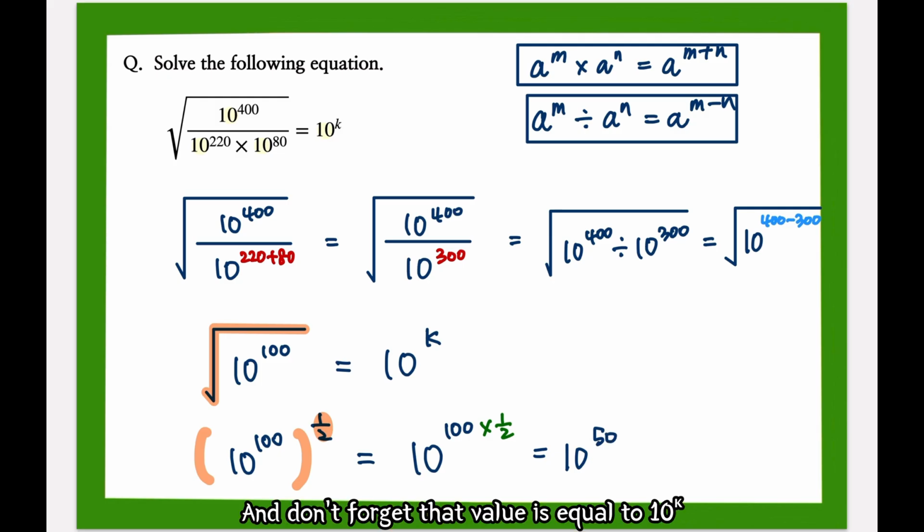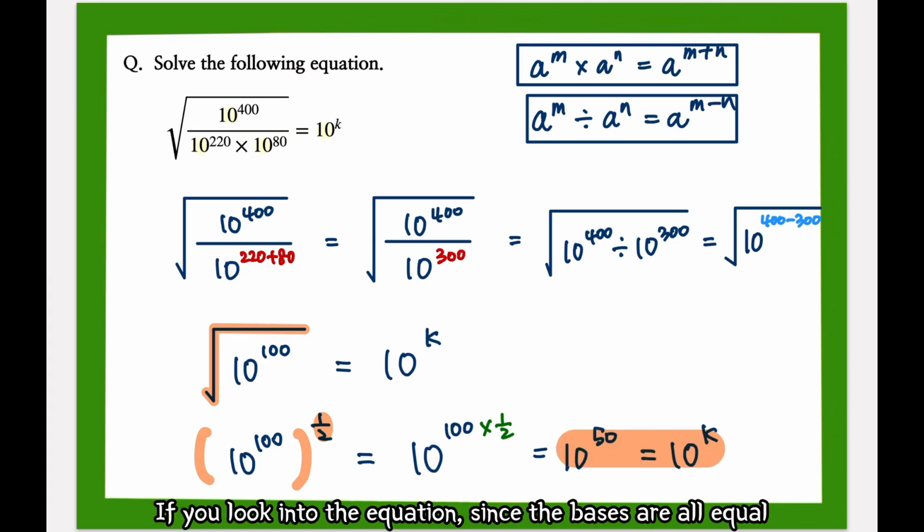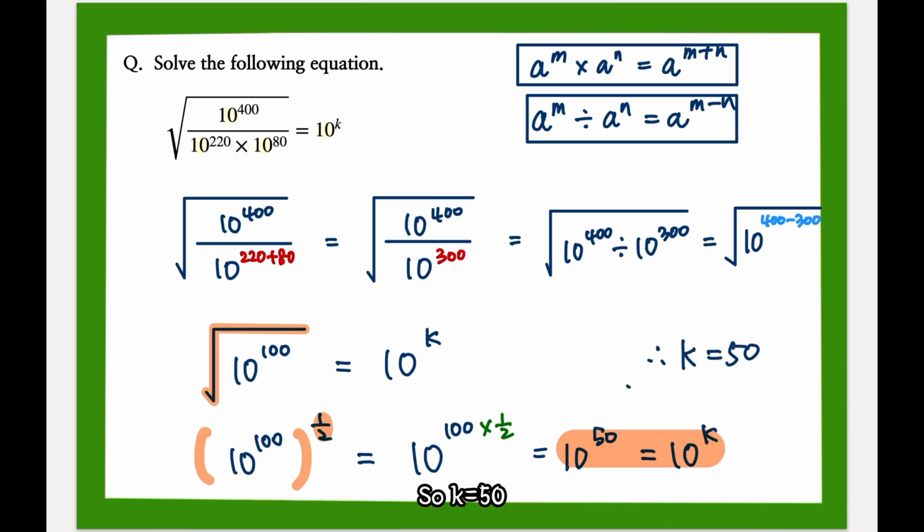And don't forget that value is equal to 10 to the k. Then we simply need to solve that equation. If you look into the equation, since the bases are all equal, we need the same power too. So k equals 50. This is the answer for today's question.